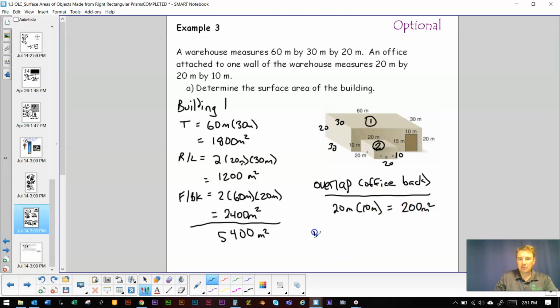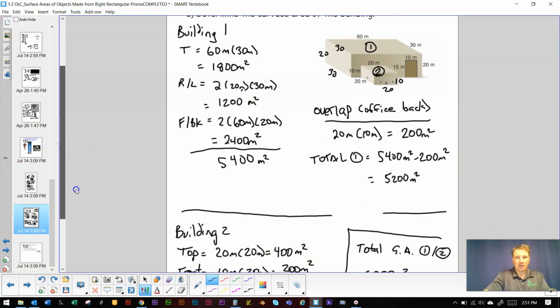So our total for building 1 is going to be 5,400 meters squared minus 200 meters squared equals 5,200 meters squared. That takes care of building 1. Well, obviously we've got to take care of building 2 as well. So let's go down a little bit further.